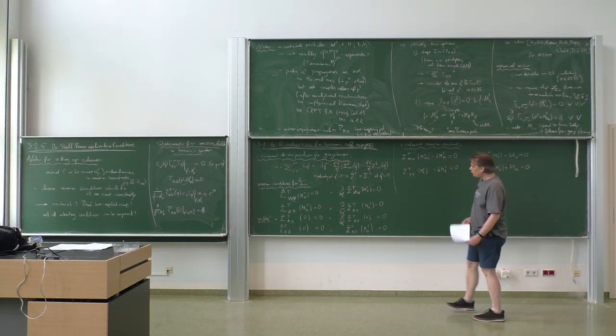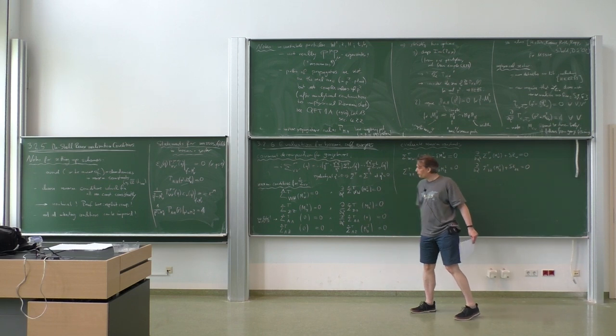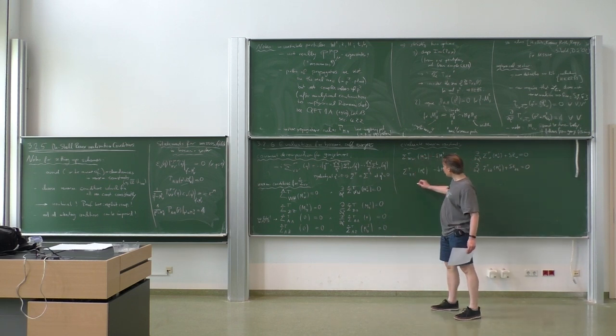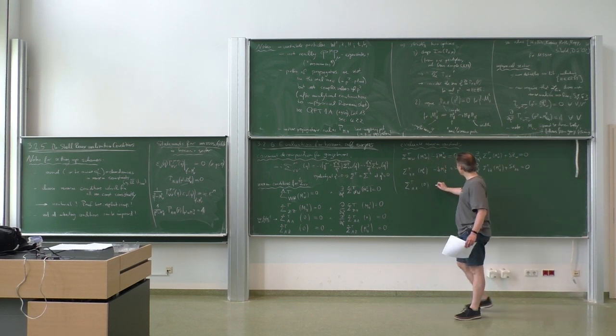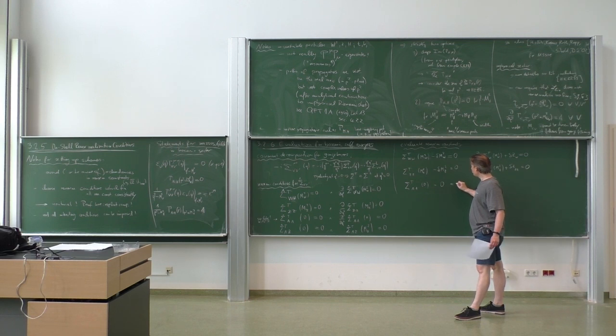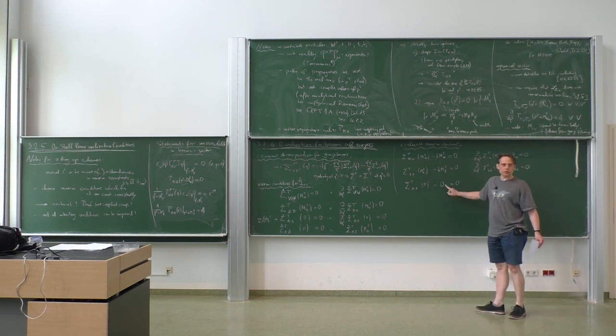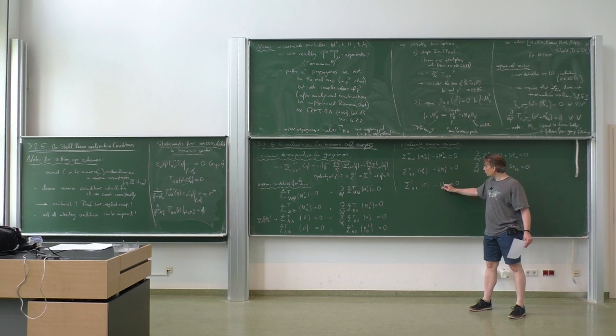Now, what about the photon mass? In the case of the photon mass, we get sigma transverse AA at zero minus zero equals zero. And what I mean by this equation is that there is no renormalization constant available.